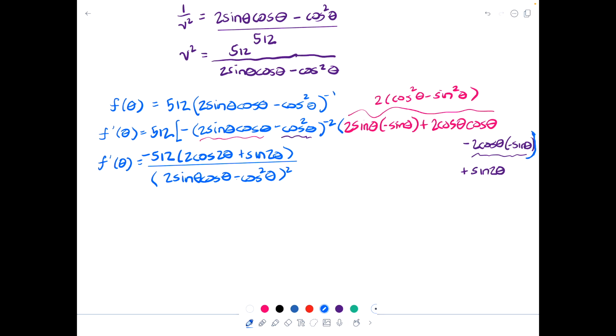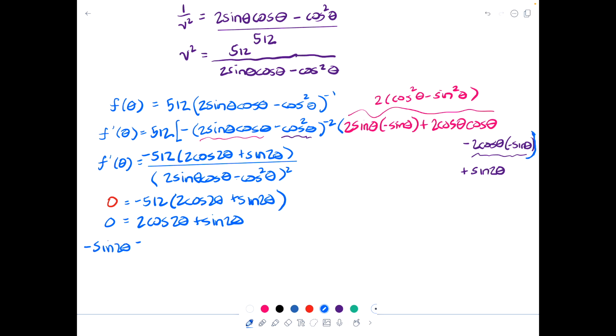Now we need the zeros, so we're going to set f prime of theta equal to 0, and then we'll have negative 512, we just equate it to that numerator, times 2 cosine 2 theta plus sine 2 theta. Well, dividing out that negative 512, we'll get 0 is 2 cosine 2 theta plus sine 2 theta. And negative sine 2 theta will be equal to 2 cosine 2 theta.